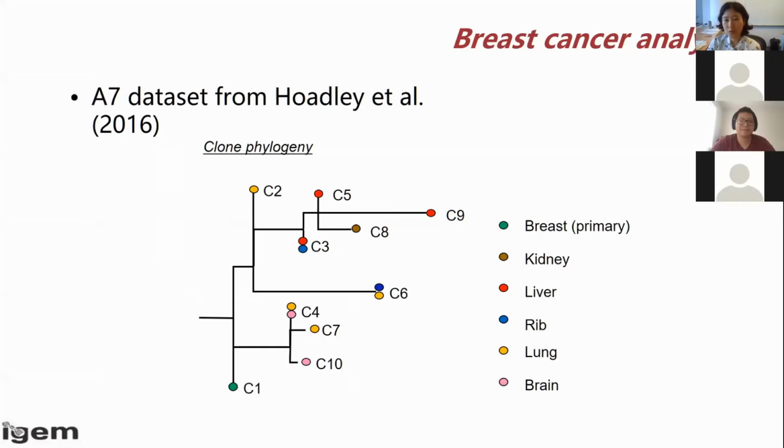Lastly, we tested the performance of Pathfinder by using an actual empirical dataset. We obtained this dataset from the Hoadley et al. paper. This is the clone phylogeny reported in this original study. Circles are the clones, and colors represent tumor site. This is breast cancer, so the primary tumor site is breast, which is indicated with green. And this dataset has 5 metastatic tumors.